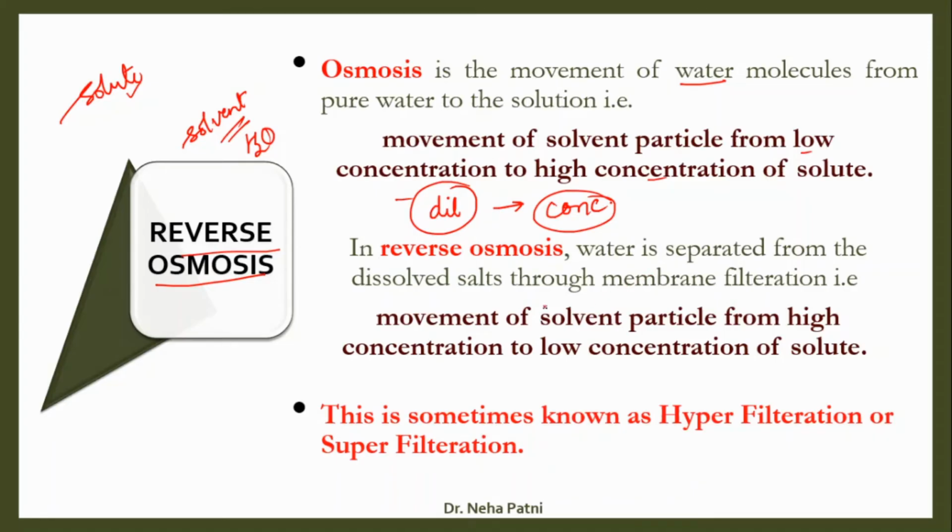So if I want to reverse the direction of flow, that means I want to reverse this particular thing. I want to pass the water particles from the concentrated side to the dilute side, right? So I want to do it in the reverse direction. Obviously it's not that easy, so you need to supply a pressure which overcomes that osmotic pressure. So that hydrostatic pressure is required in order to do that in the reverse direction. So this is also known as hyperfiltration and superfiltration.